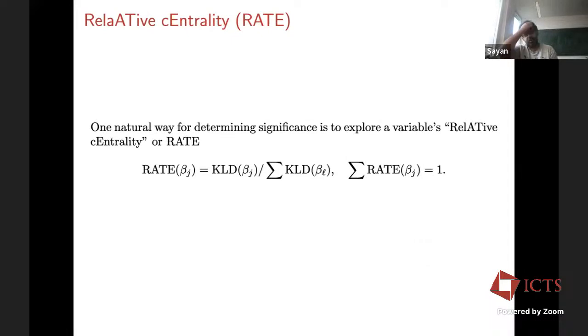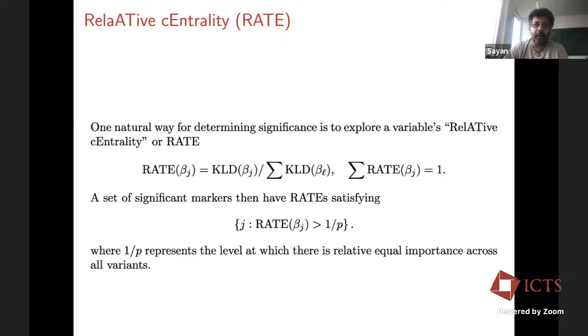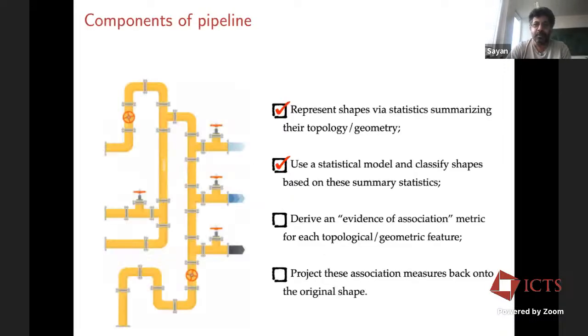Okay, so then what we can do is we can write down something which we call RATE, or relative centrality. And that is, you take the KL divergence of each coordinate and normalize it, right? This just makes the sum 1. And you can think of, for example, the significant markers or significant coordinates are those for which the RATE value is greater than 1 over p. Okay, so that is our evidence of association.